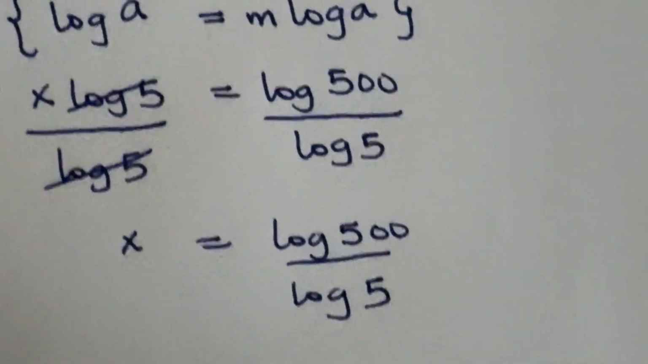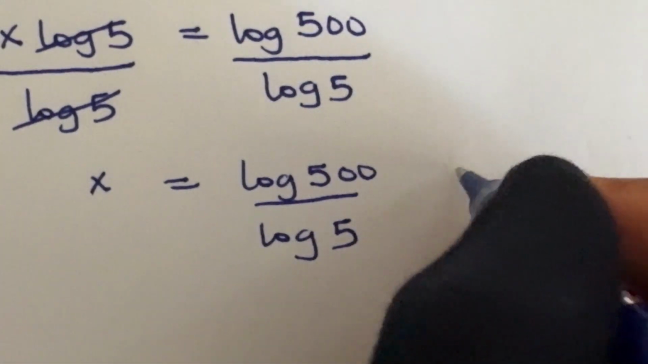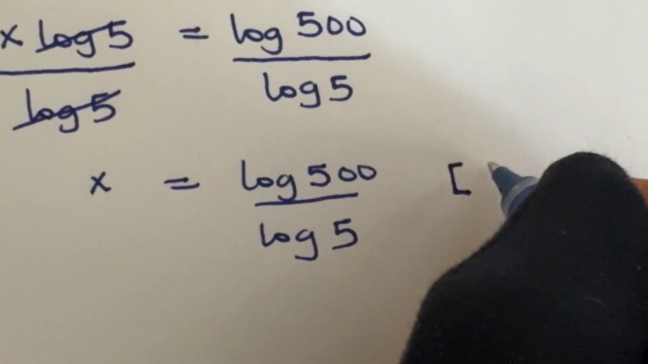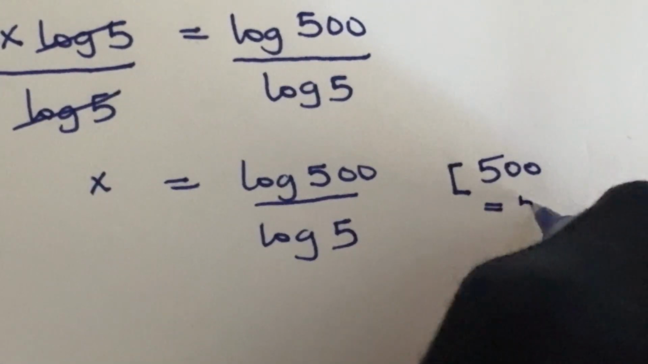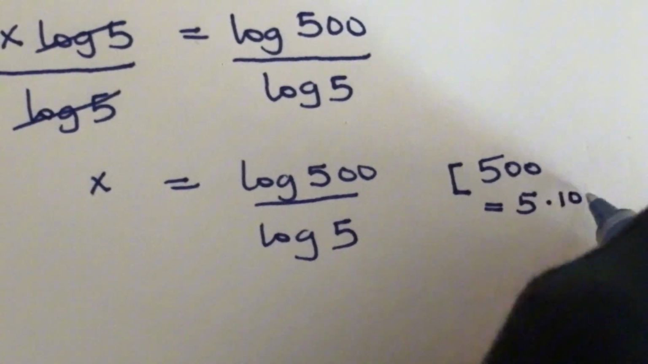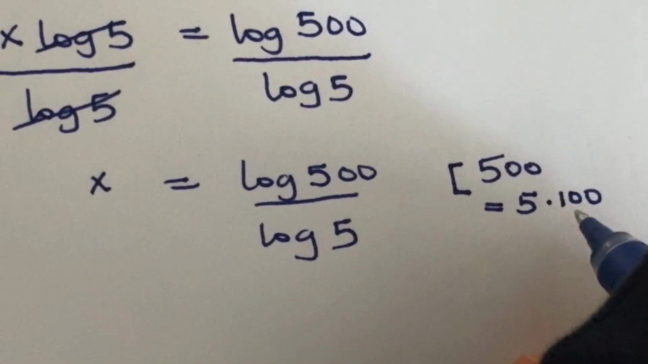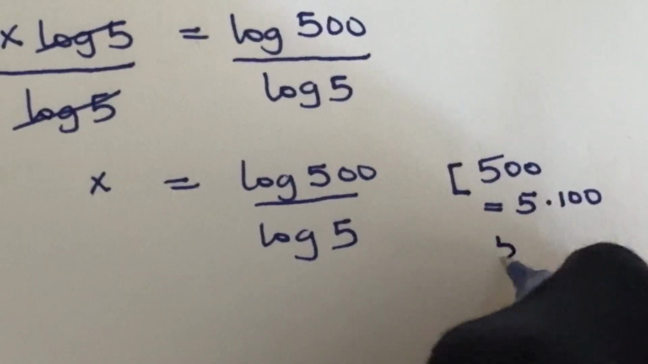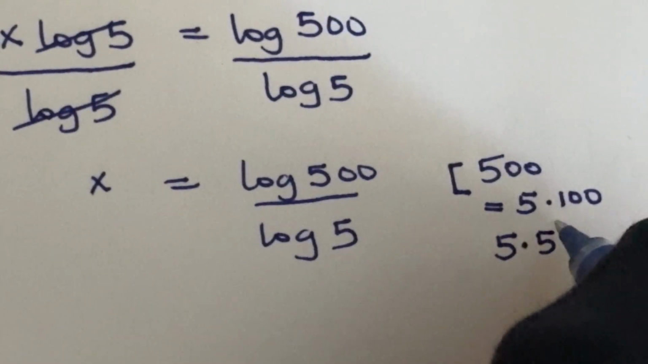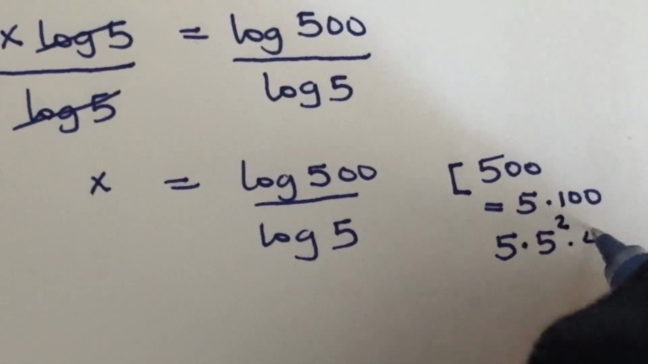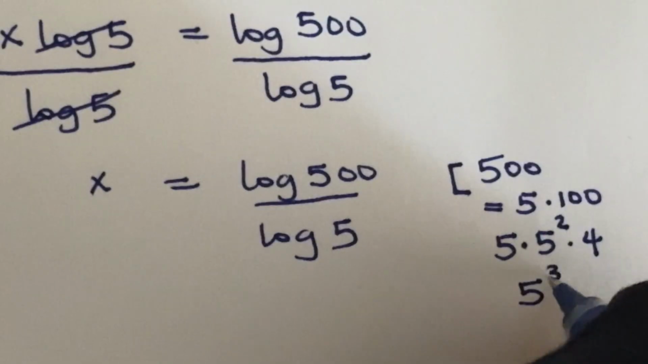What we're going to do next is split 500 in such a way that it becomes 5 times 100. But 100 itself is 25 times 4. So this is 5 times 5 squared. 25 is 5 squared, then times 4. Or this is going to be 5 raised to power 3 times 4.